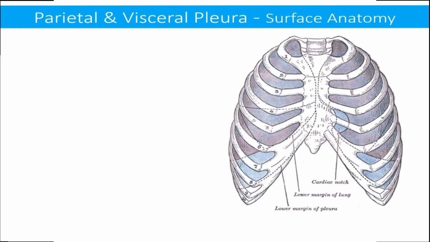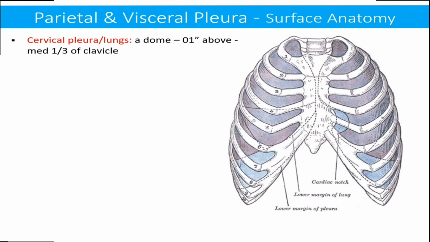Now the surface anatomy of pleura. As both parietal and visceral pleura are in contact with each other in the cervical region, both the pleurae are indicated by a line in the shape of a dome 1 inch above the medial 1/3 of the clavicle.